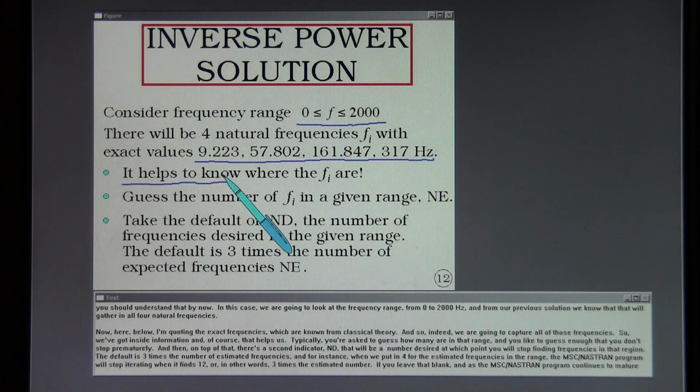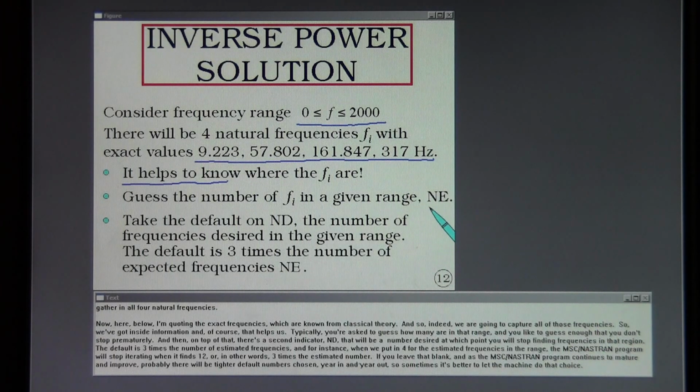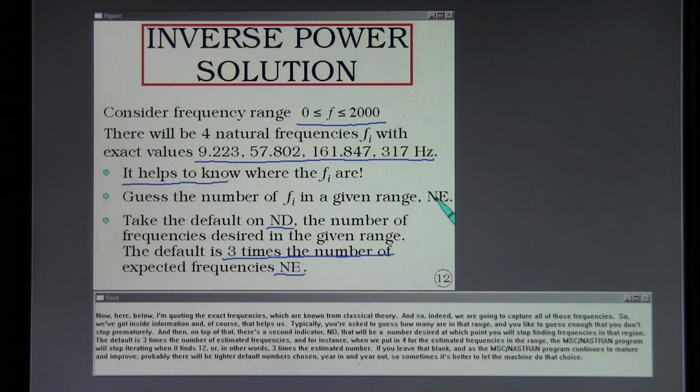Typically, you're asked to guess how many there are in that range, and you'd like to guess enough that you don't stop prematurely. And then on top of that, there's a second indicator, ND, that will be a number desired, at which point you will stop finding frequencies in that region. The default is 3 times the number of estimated frequencies. And so, for instance, when we put 4 in for the estimated frequencies in the range, the MSC Nastran program will stop iterating when it finds 12, or in other words, 3 times the estimated number. If you leave that blank, and as the MSC Nastran program continues to mature and improve, probably there will be tighter default numbers chosen year in and year out. So sometimes it's better to let the machine do that choice.